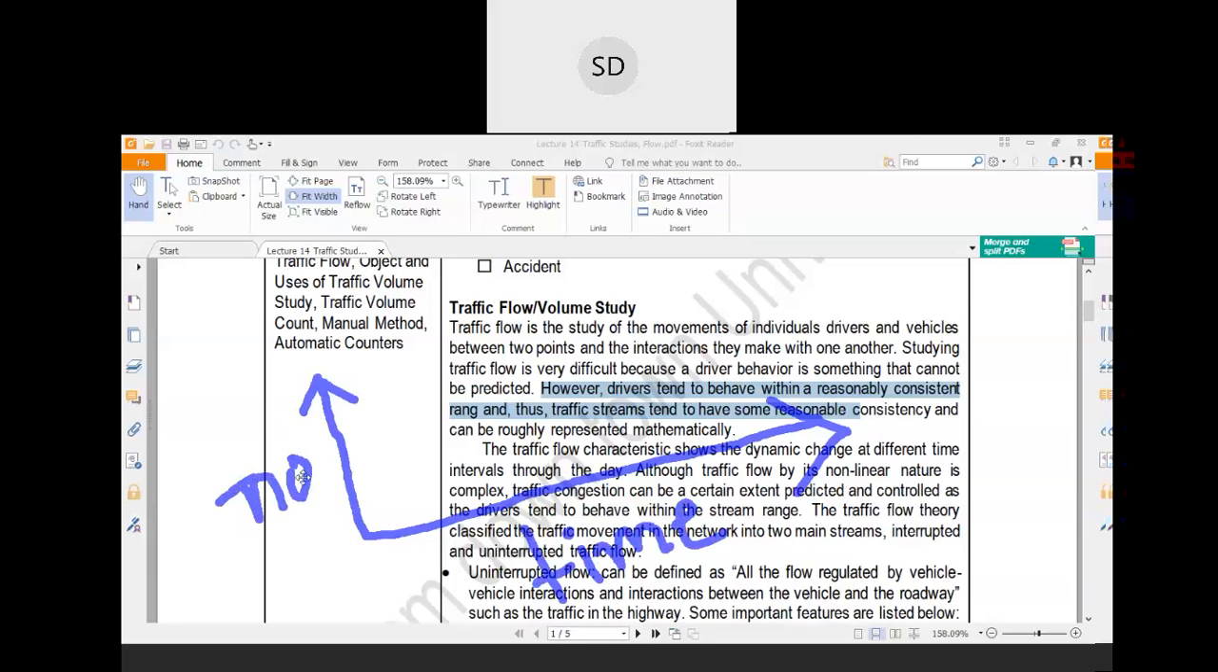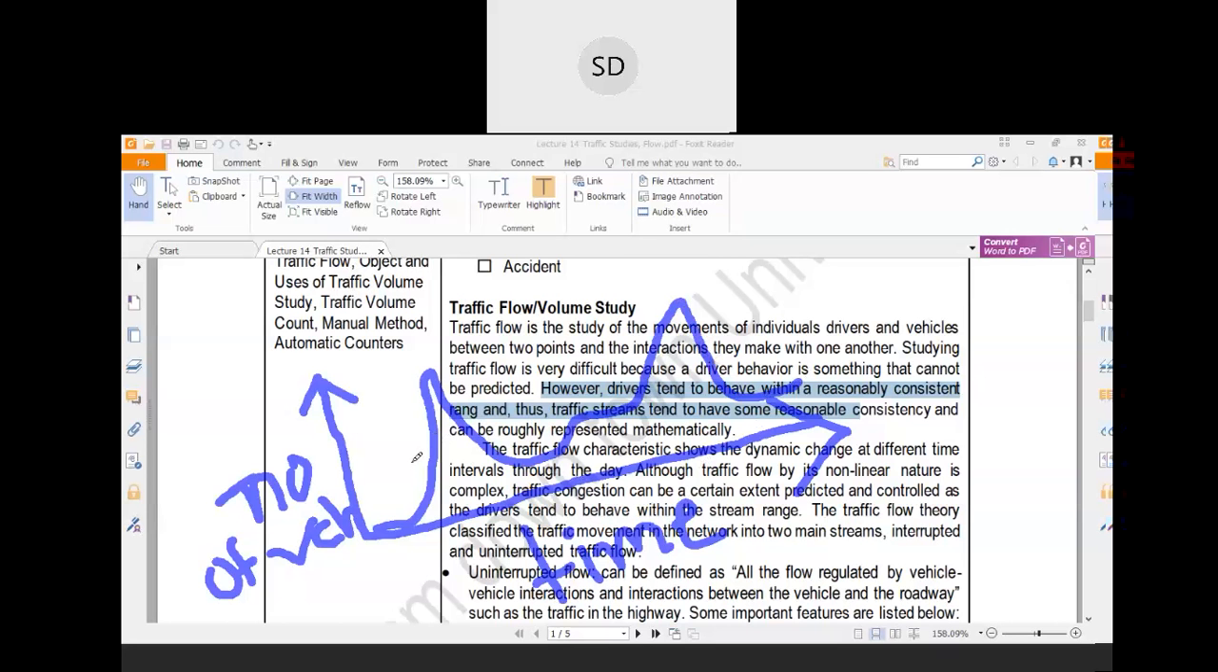Here it is the number of vehicles. So in that trend, you can observe some peak at the morning time and some peak at the evening time. Generally, these two peaks are called the morning and evening peak.